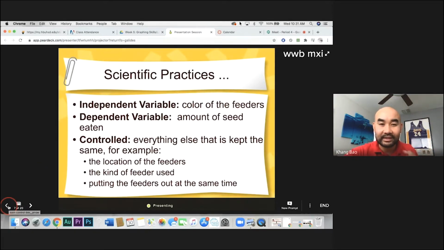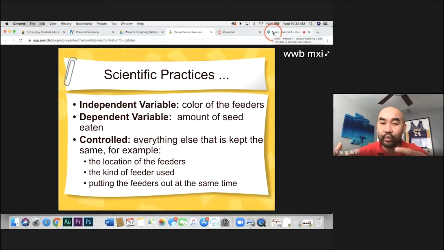Okay, that's something different. And then the dependent variable is what I measure or observe to collect as my data. How do I know if it worked or not? Well, it is the amount of seed or food that the bird eats, right? So the dependent variable is the data that I collect. In this case, I collect the data of the amount of food the bird eats. And that's how I know which bird feeder color they prefer, right? And that's my dependent variable.